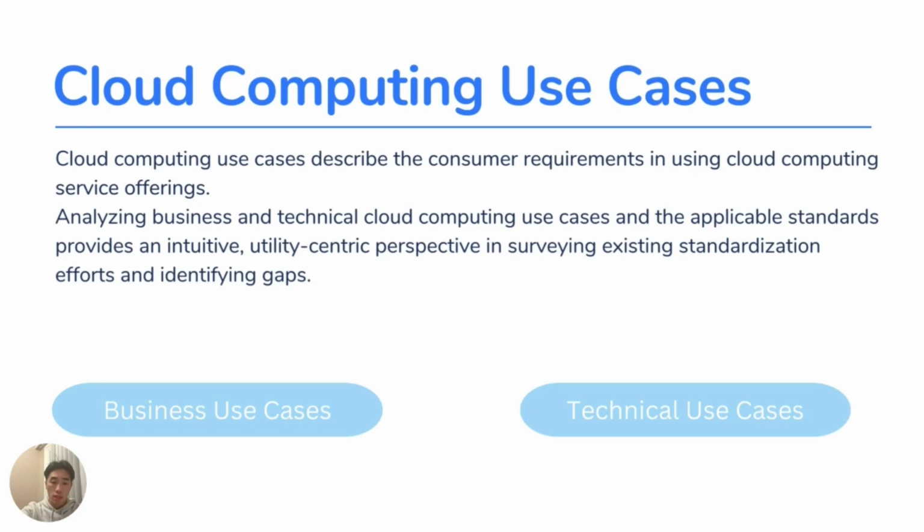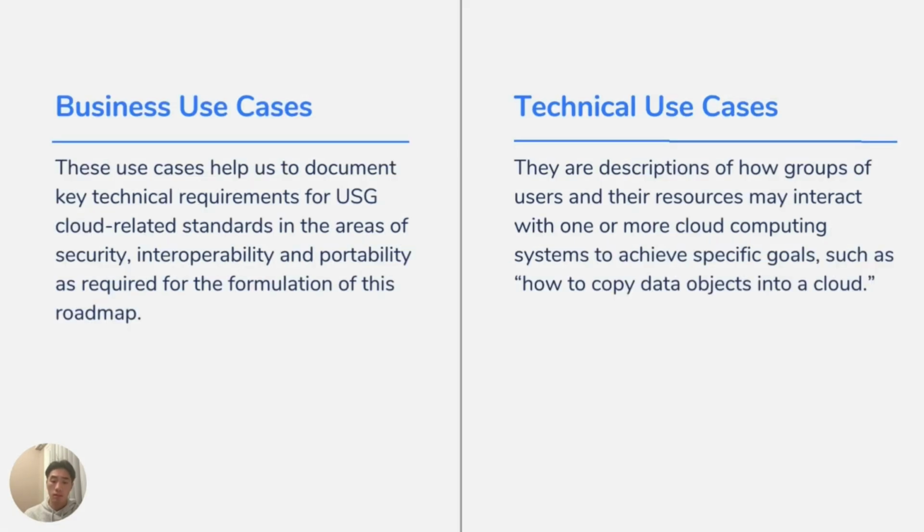What is a cloud computing use case? A cloud computing use case describes the consumer requirement in using cloud computing service offerings. Later, we will dig into 2 main types of use case. Analyzing those 2 provides an intuitive perspective in surveying existing standardization efforts and identifying gaps. The first one is the business use case. Those use cases help us document the key technical requirements for USG cloud-related standards in the area of security, interoperability, and portability as required for the formulation of this roadmap.